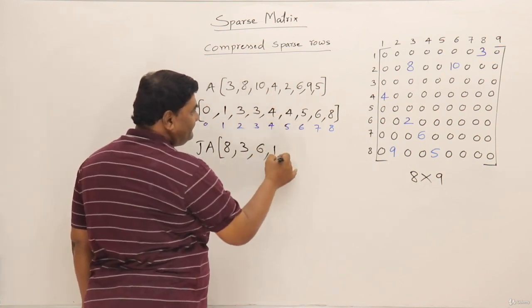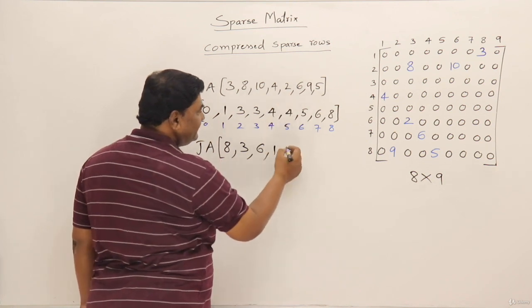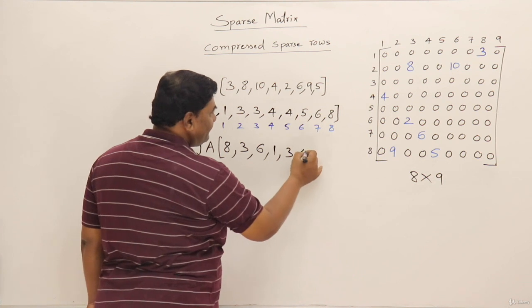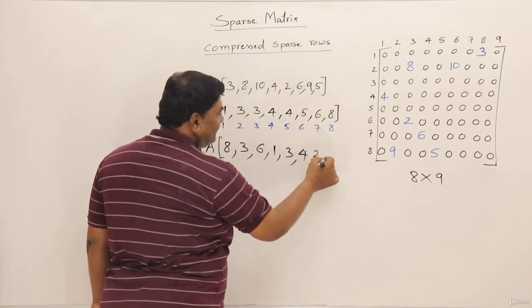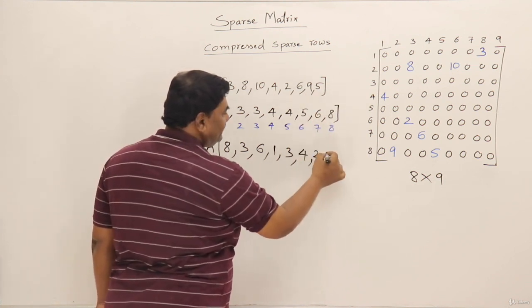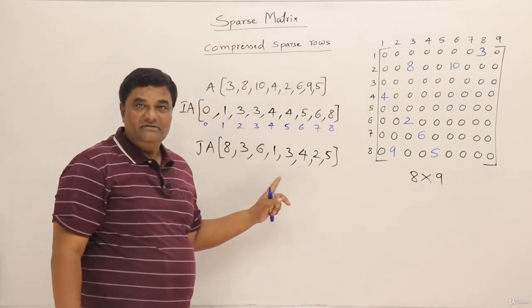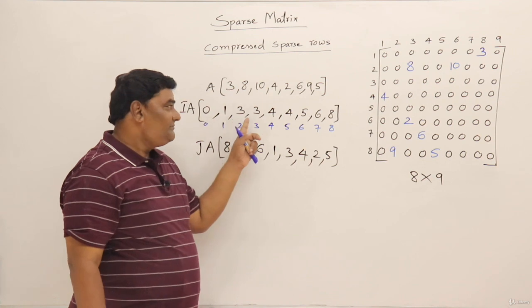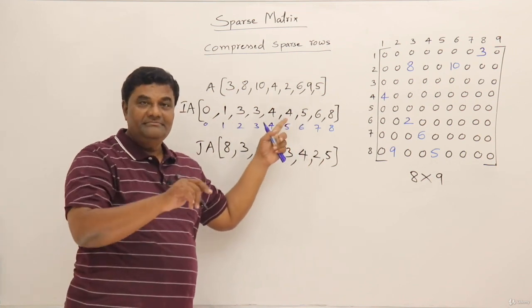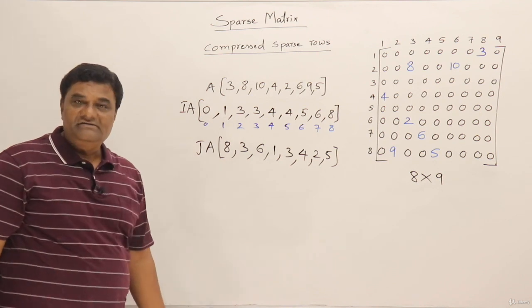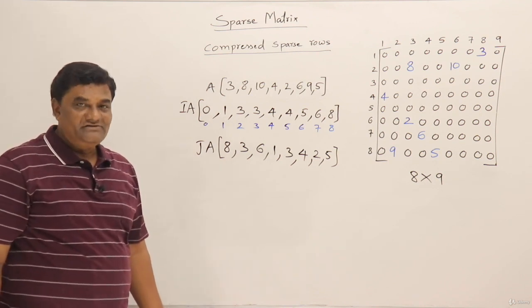This is in the first column, and 2, this is in the third column. Then 6 is in the fourth column. Then 9 is in the second column. Then 5 is in the fifth column. So as many elements are there, that many columns are there. But here as many rows are there plus 1, because it starts from 0 onwards. So this is another method that is called compressed sparse row.